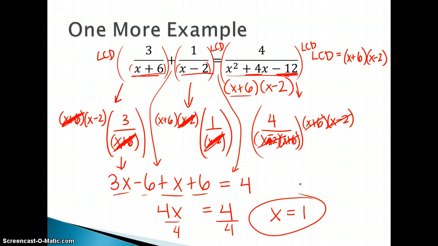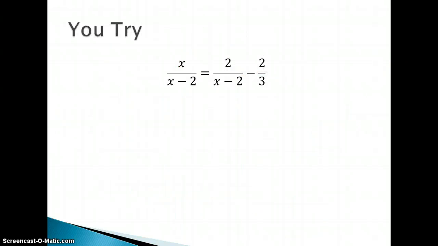Multiply by the least common denominator. Find your least common denominator and multiply all of your terms by it. Canceling, once you get some practice in it, will end up being pretty simple. This is a pretty hard example, so the problem I'm leaving you with is not as difficult.